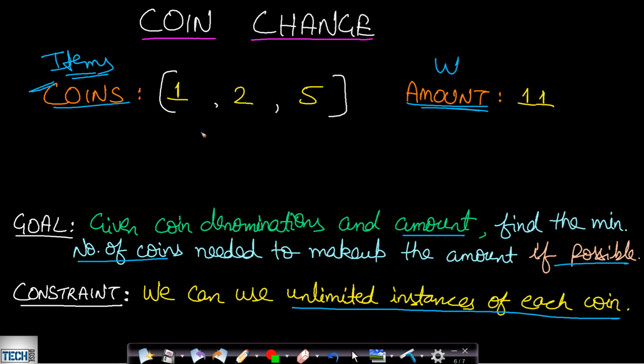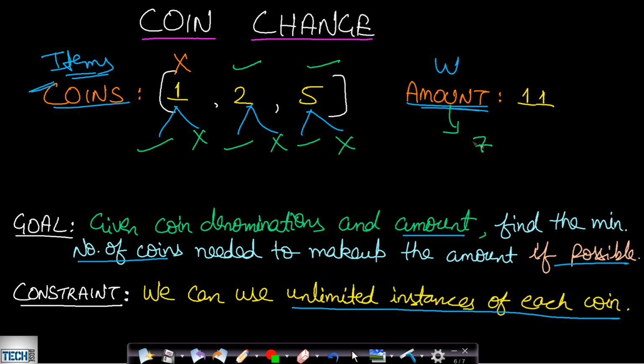So in this problem you can see that for each of the coins we have two choices. Either we can include a coin or we can exclude it. If we were just having a single instance allowed, and let's say our amount to be found was 7, then we would have excluded this item and we would have included these two items, and so we would have formed sum equals 7, which would have included two coins. And this would have been the minimum number of coins.